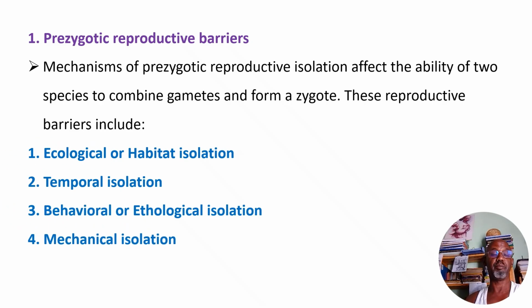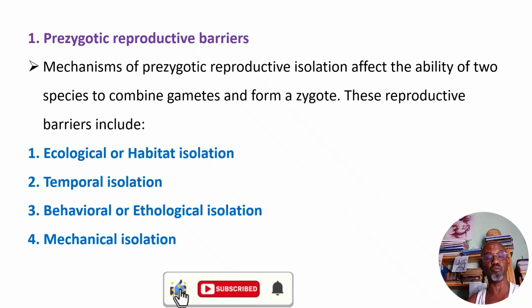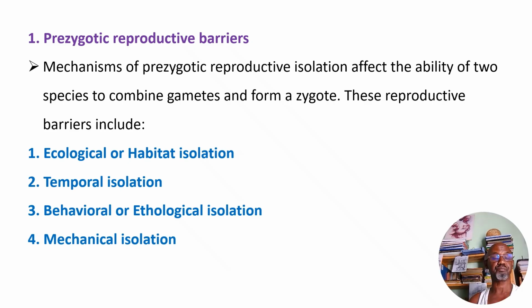The other pre-zygotic mechanism is mechanical isolation. This specifically talks about body size. Imagine dogs: the big African Ethiopian bulldog and small puppy dogs. There is a big size difference, even in the genitalia. Imagine two groups of human population. One group has large genitalia, the other smaller genitalia.